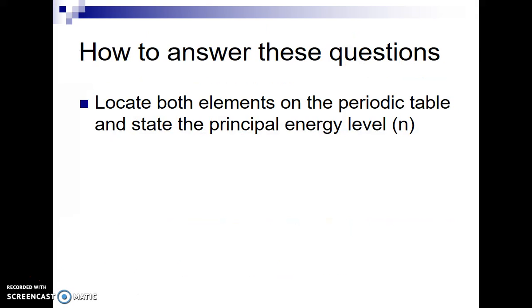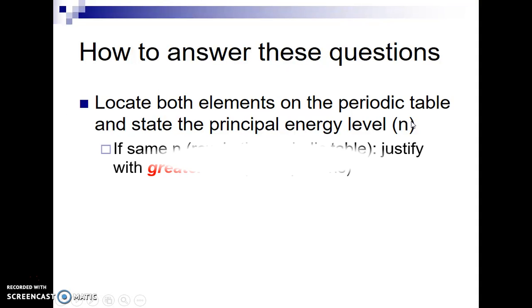Okay, so I want to summarize how to answer these periodic trend questions. The first thing you should do is locate the elements on the periodic table and find out how many energy levels they have. And just so you know, when we get to this, energy level is given by the letter N.